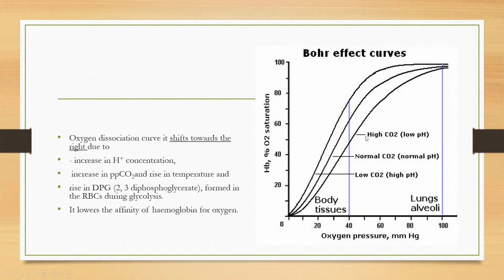You can see whenever there is high CO2, whenever the partial pressure of carbon dioxide increases, at that time the pH becomes low and the sigmoid curve moves to the right. Also, a rise in the DPG, that is 2,3-diphosphoglycerate, formed in the RBC during glycolysis.